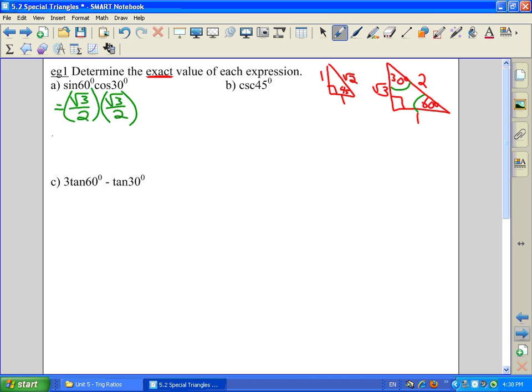All we have to do is multiply it together. Root 3 times root 3 is root 9, which really simplifies to 3. And 2 times 2 is 4. So the answer there is 3 over 4.